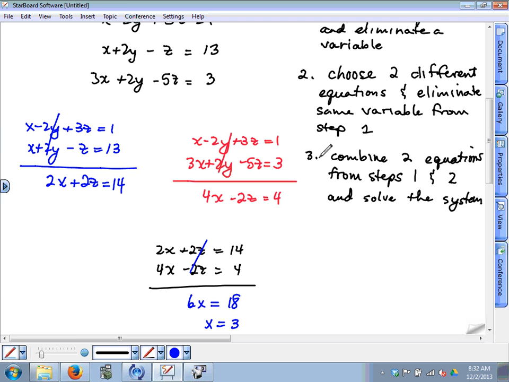If all we did is took x and went right back to the originals, would we have enough information to solve for y and z? No. So you got to go back one step at a time. Once we know x, you go back up into here to find z. Once you have x and z, then you go back up to the originals to find y.